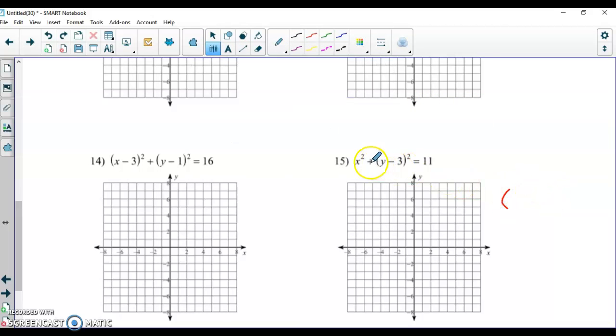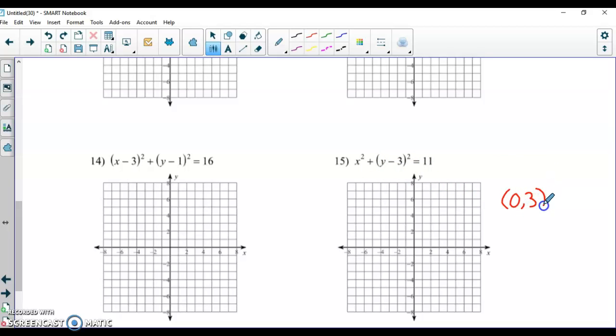We'll write that down. So I notice I only have an x squared. Think about what that means for a second for your center. Okay, that means that that's a 0, right? So that's going to be 0. And then y, I see y minus 3, so that represents a positive 3. So that's going to go there.